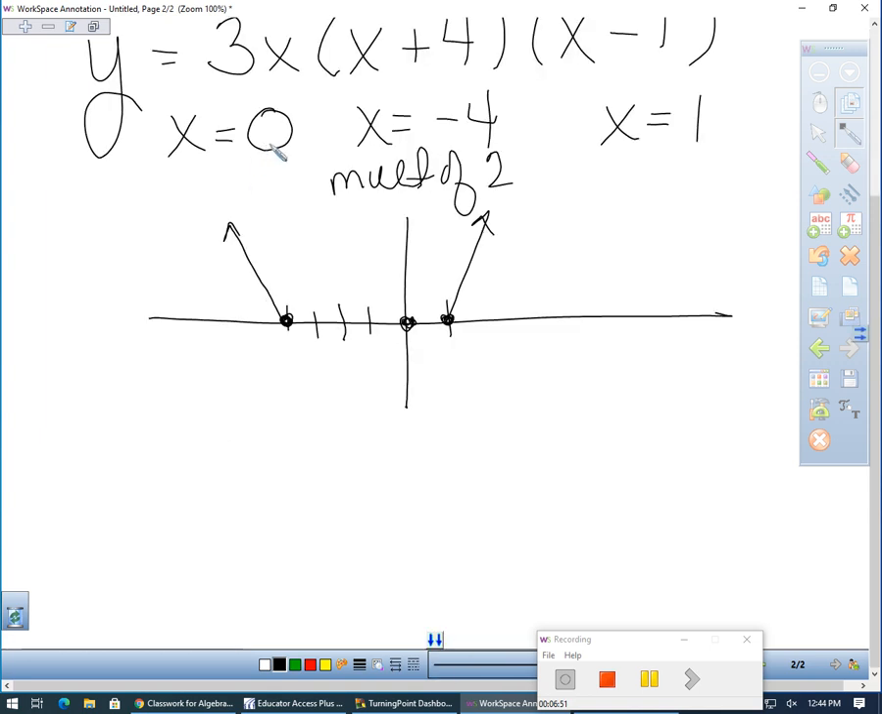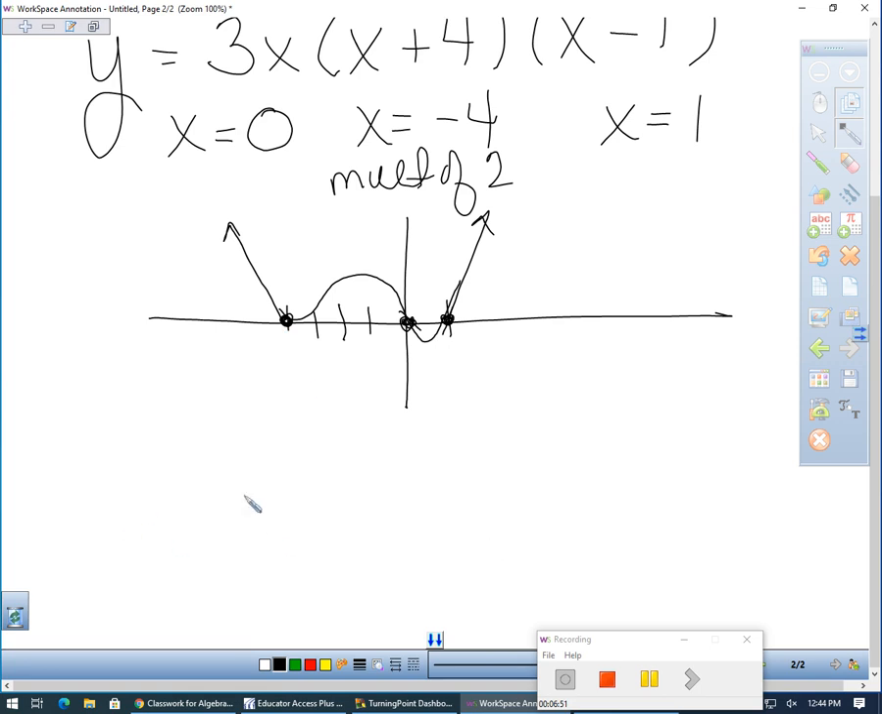Okay, so we know if it is an odd multiplicity, it's got to cross through those points. So this has to cross through 0 and it has to cross through 1. So we know it's doing this, right? And it's going to bounce off of negative 4. So this graph comes off of negative 4, crosses through 0, and crosses through 1. Still looks like our W, it's just a little off kilter, a little wonky, but you know.